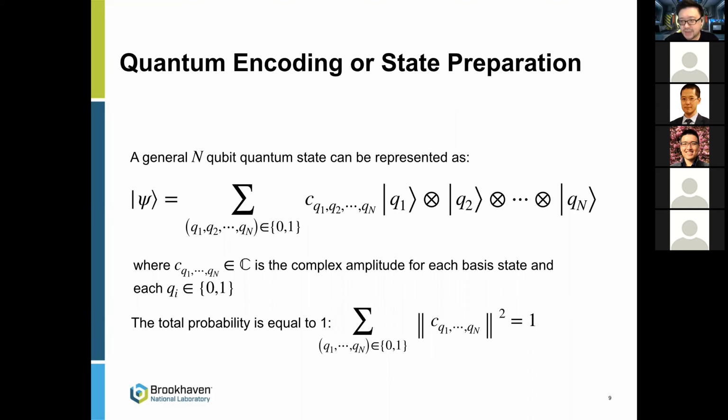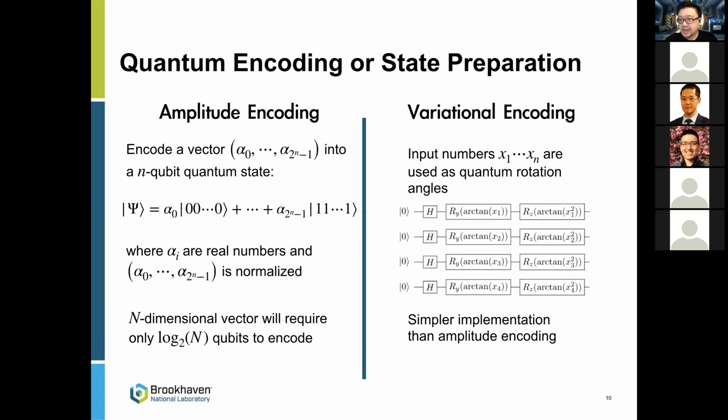So the encoding method is a quantum routine, or a quantum circuit, which can transform your input data, which is a classical vector, into a set of these quantum amplitudes. There are several quantum encoding methods, but the most general ones are the amplitude encoding and the variational encoding. So let's talk about the amplitude encoding first.